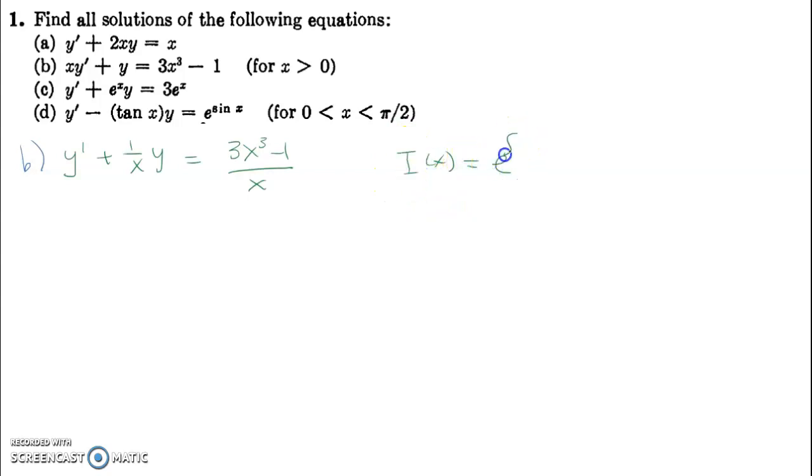Now that it's in this form, we can go ahead and find the integrating factor, which is going to be e to the power of the integral of 1 over x dx. The integral of 1 over x is going to be ln of the absolute value of x. Because of what is given, we can ignore the absolute value sign, which now just becomes ln x, because x is always positive. And from the rules from Algebra 2, we know that this is just x.